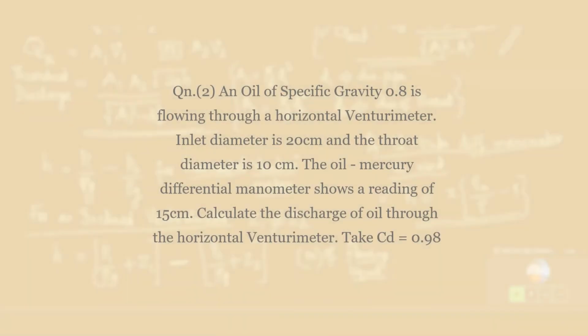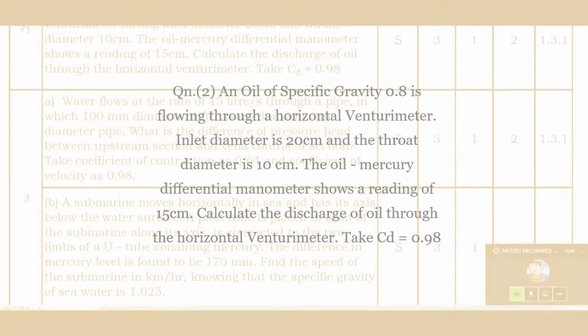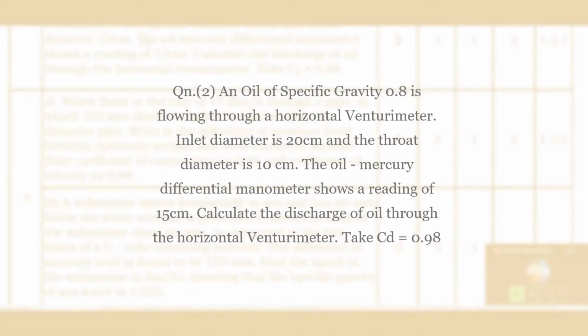See now, what we will do is we will solve a numerical problem from this. This is a numerical problem, titled question number 2. Specific gravity is given, and the inlet diameter of the venturi is 20 centimeters, and the throat diameter is 10 centimeters. The oil mercury differential manometer shows a reading of 15 centimeters.